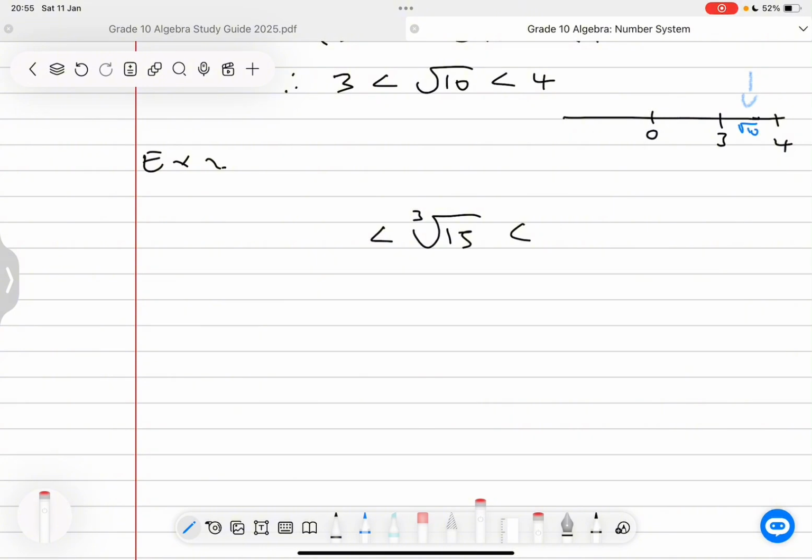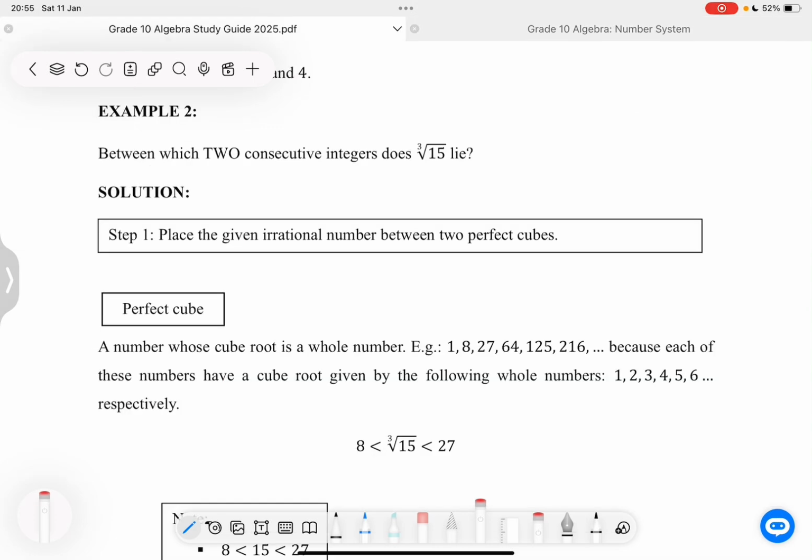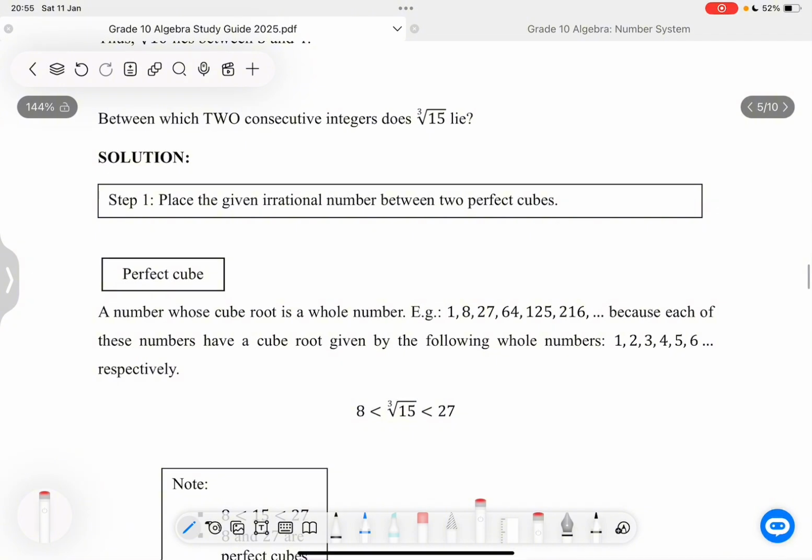Now, to do this one, because we have a cubic root here, we're going to find two numbers that we call perfect cubes. Because it's not a square anymore, we can't find perfect squares. But the question would then be, what is a perfect cube? A perfect cube is a number whose cubic root is a whole number.